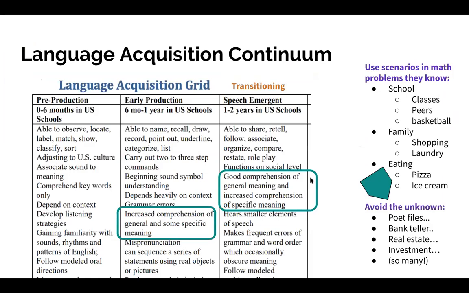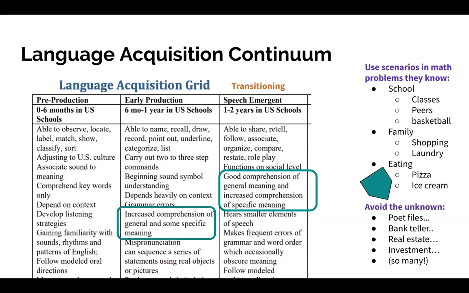Taking a closer look, the early production stage and the entering and emerging students, they are the students that teachers are most worried about, because they can barely communicate with you and you can't with them. So one of the things I teach teachers is you have to be aware of the scenarios that you present them in math, because again, that scenario is blocking them to get to the math.